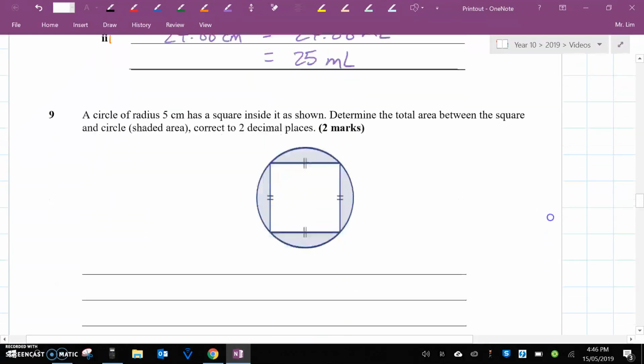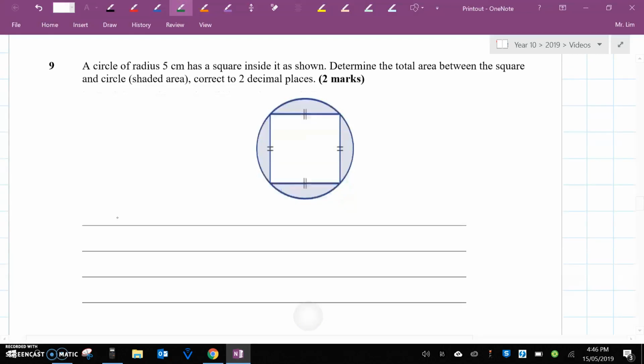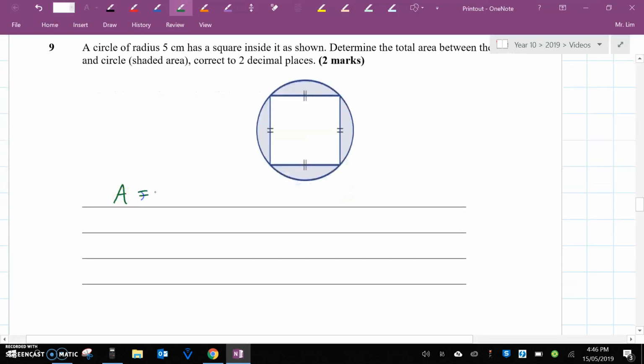Question 9. A circle of radius 5 centimeters has a square inside it as shown. Determine the total area between the square and the circle, the shaded area, corrected 2 decimal places. So, because we don't have a full circle, we have a square taken out of a circle, we need to subtract. Okay, there's part of the circle is missing. So the area is going to be equal to the area of the circle minus the area of the square.